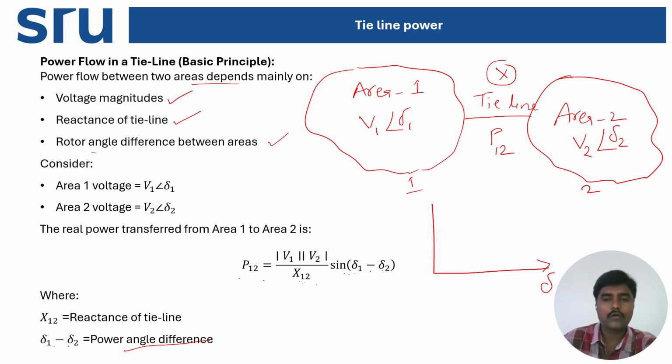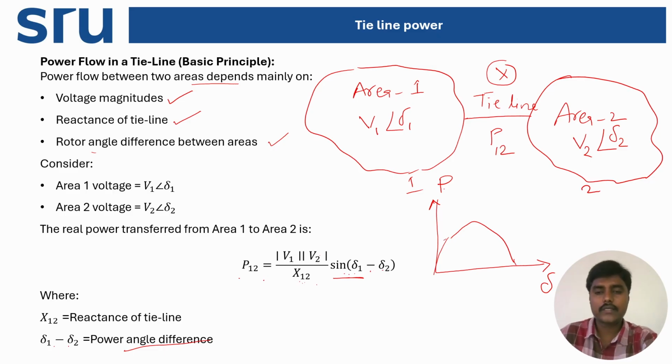You can take the load angle on the x-axis and power on the y-axis. This particular equation has a sine term, so the variation will be like this. This is power and it is varying in sinusoidal fashion. So this is 0 angle and this is delta equal to 180 degrees, and this particular power will become maximum when delta is equal to 90 degrees.